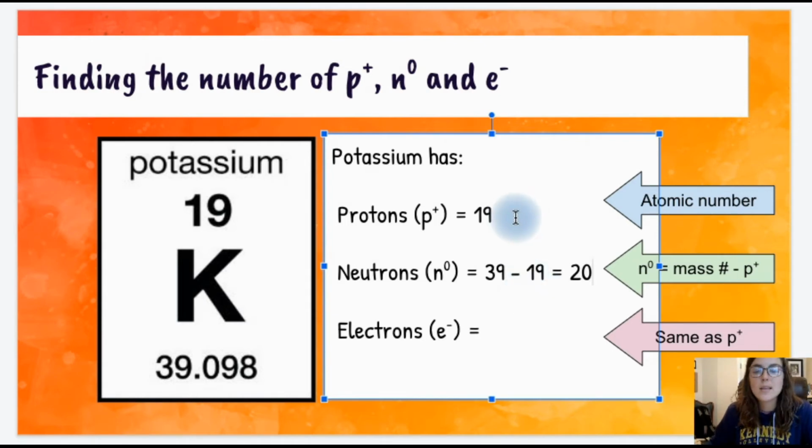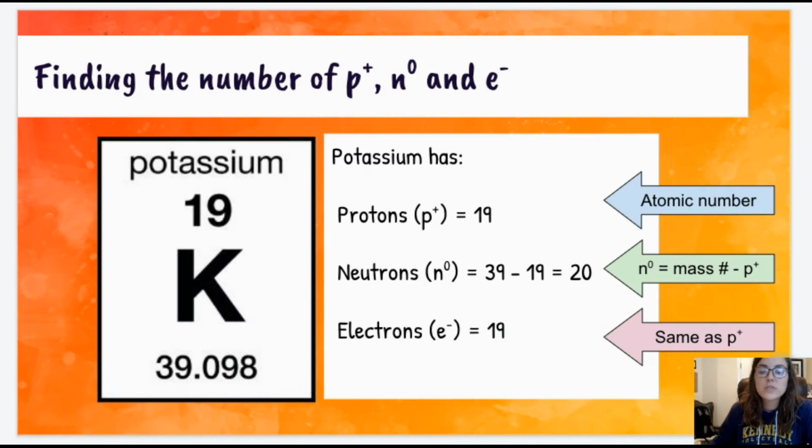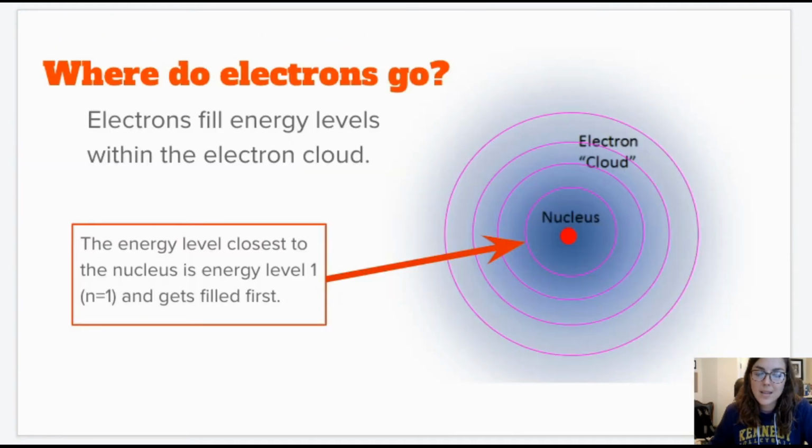So you're going to notice they're not always the same, protons and neutrons, but in an atom, the electrons are always the same as the protons. So we have 19 electrons, okay? This works for any element, anything on the periodic table. You can go through this process to find protons, neutrons, and electrons, okay? So you know protons and neutrons are in the nucleus, but where are the electrons? They're hanging out in the electron cloud, okay?